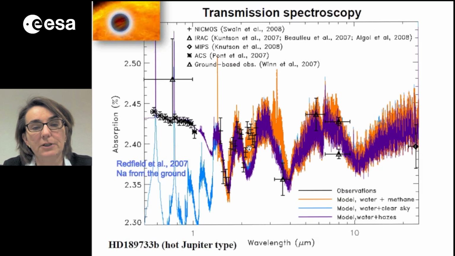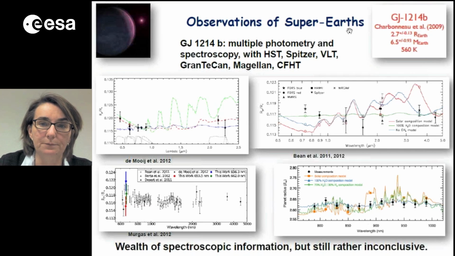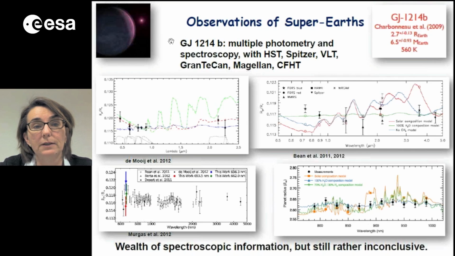Several of these kinds of measurements have been done to date to detect atmospheric molecular absorptions in hot Jupiter-like planets. But how about super-Earths? Because we are interested in habitability, we are more interested in terrestrial super-Earth-like planets. But there are very few super-Earths detected so far where such measurements have been possible. The best studied super-Earth planet is GJ1214b. It is a planet with 2.7 Earth radii and 6.5 Earth masses, orbiting an M-dwarf star, GJ1214.